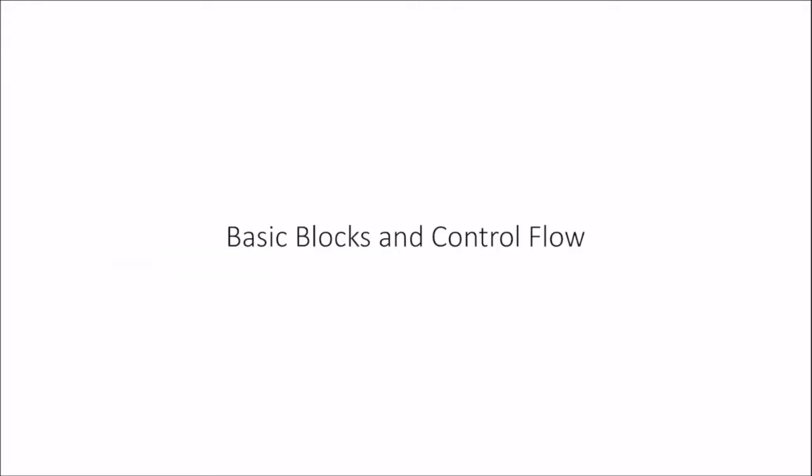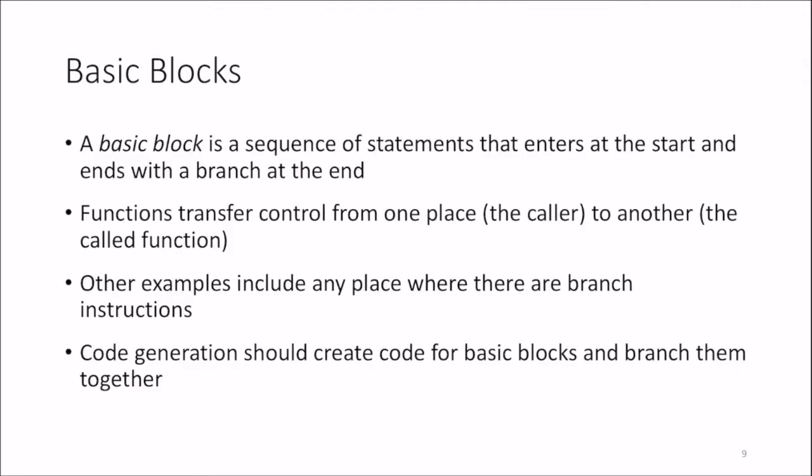So let's look at the core concepts of intermediate representation. Now we've covered all the basic instructions you can have. How do we chain them together into a meaningful program? In particular, we want to be able to do this while we deal with control flow: if statements, for loops, while loops, etc. A basic block is just a sequence of statements, the 3-address code statements that we saw before, chained one after the other. They might have function calls, and functions transfer control from one place, a caller, to another, which is a called function.